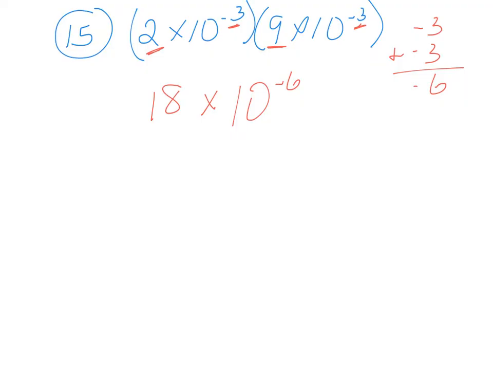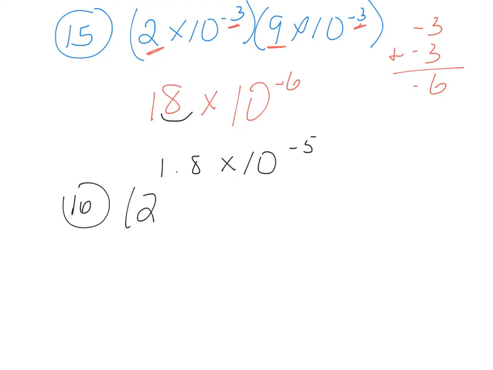So that's your answer, but to put it in proper scientific notation, we want to move the decimal once. So we get 1.8 times 10 to the negative 5. Number 16. Let's try this again for more practice.